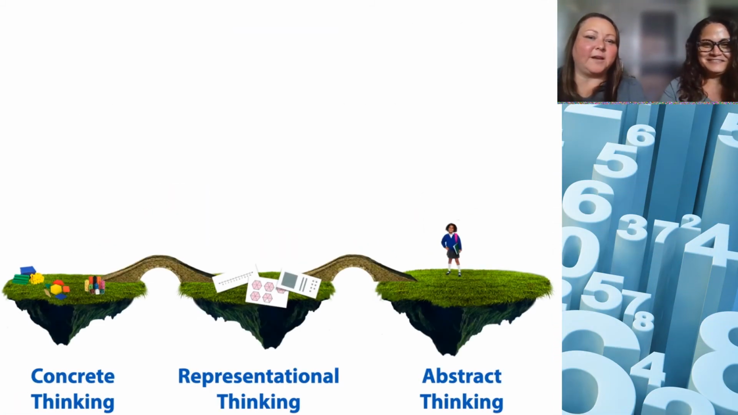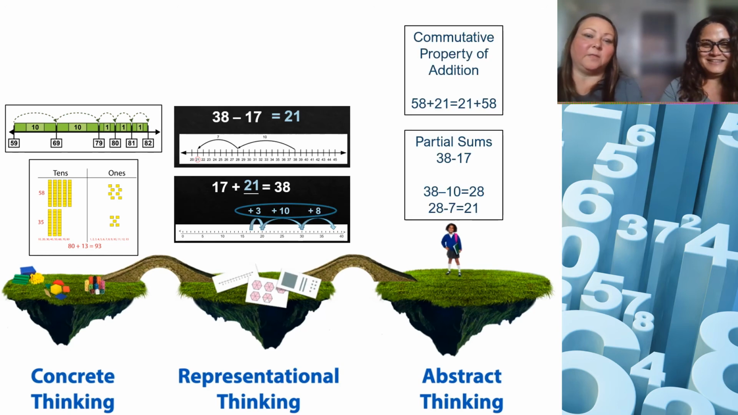So to recap the strategies that we discussed for adding and subtracting within 100 with procedural reliability, we have our concrete base 10 blocks and number lines. Then we're moving to that representational where we're connecting equations to our models as well. And then when we're getting to the abstract, we have that commutative property of addition and partial sums even.